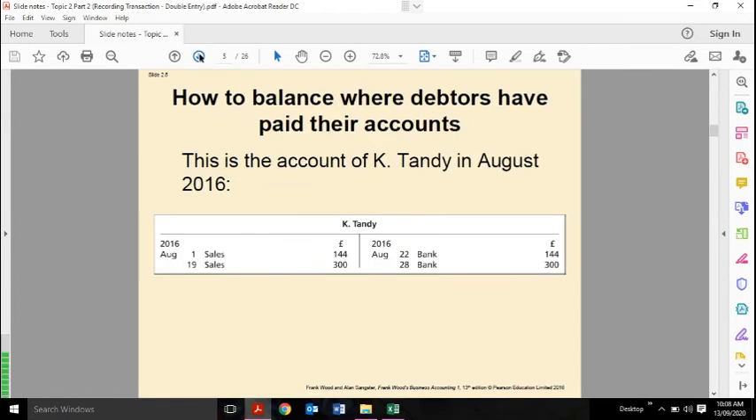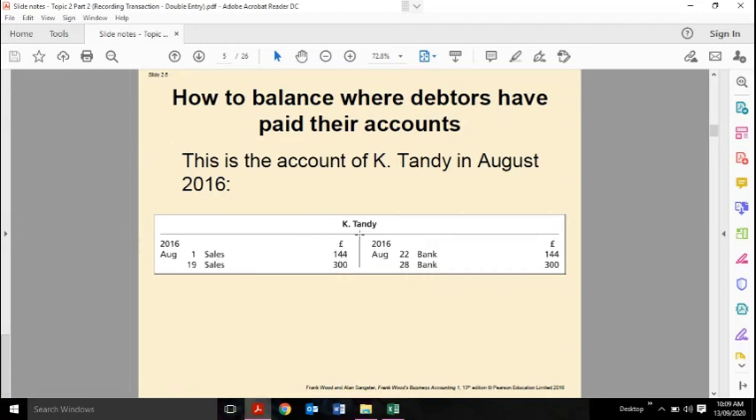Okay, how to balance where debtors have paid their accounts. This is the example, the account of K10D in August 2016. K10D is the debtors, also known as your account receivable. Let's say we have these transactions for the month of August. On August 1st, they have the sales, meaning K10D bought the products from the business, around 144.